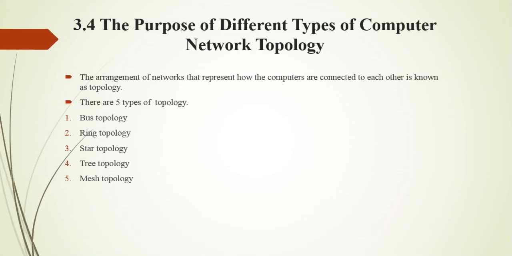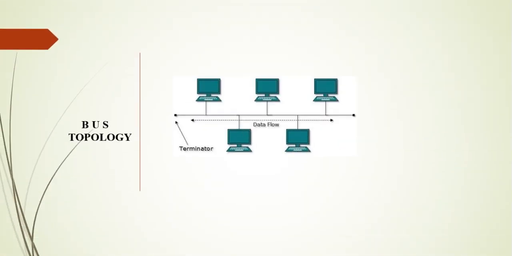The purpose of different types of computer network topology. The arrangement that represents how the components are connected to each other is known as topology. There are five types of topology, which are bus topology, ring topology, star topology, tree topology, and mesh topology.